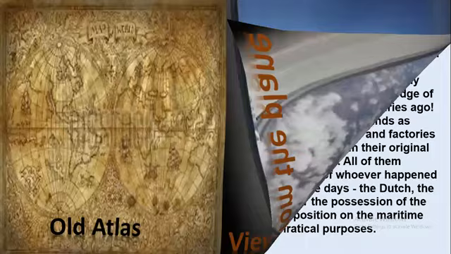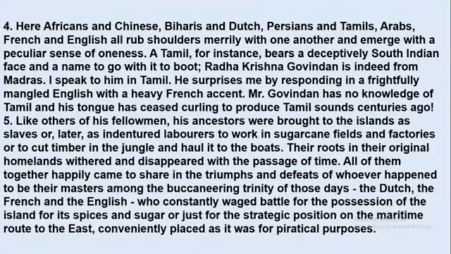Okay, students. Then he says that here Africans and Chinese, Biharis, Dutch, Persians and Tamils, Arabs, French and English all rub shoulders merrily with one another and emerge with a peculiar sense of oneness. Means in spite of being from different races, countries, languages and religions, everyone is equal there. They rub shoulders merrily means they are happily living together without any partiality. They have the sense and feeling of oneness over there.